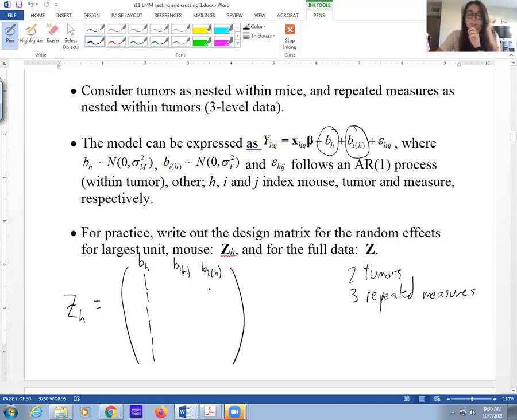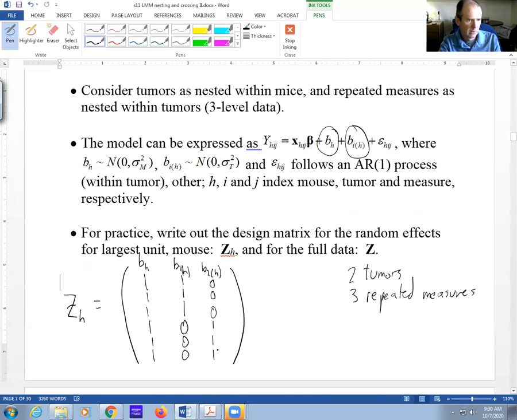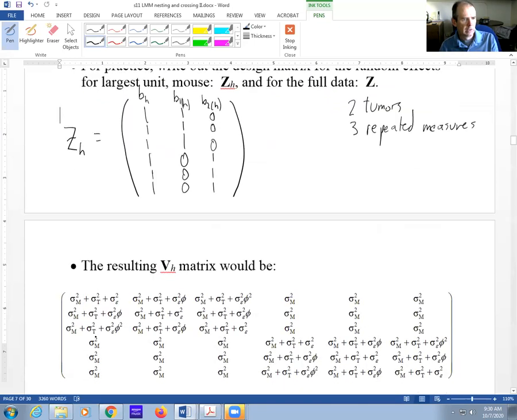Would that be 3 1s and then 3 zeros in the first column? Yes. So we have 3 1s and then 3 zeros, and then similarly, flipped around, we have the zeros here, and then we have the 1s here. Okay. So this is the Z matrix for one mouse, right? And then you can build the complete Z matrix by putting these down the diagonal, essentially. So this is a way that we design the Z matrix for nested factors when we have nested random intercepts. Fairly straightforward.